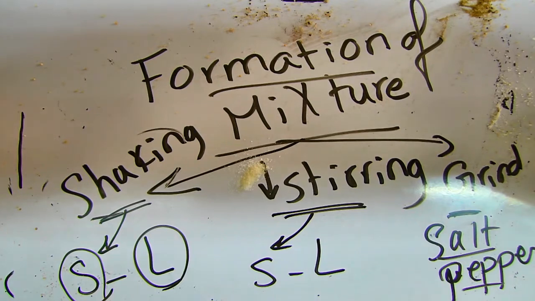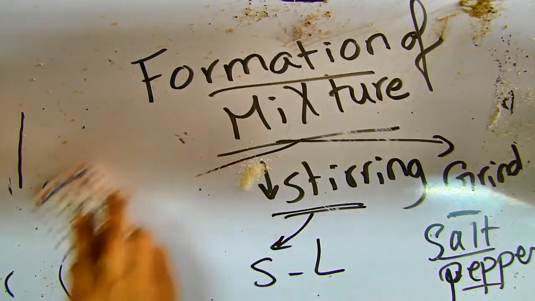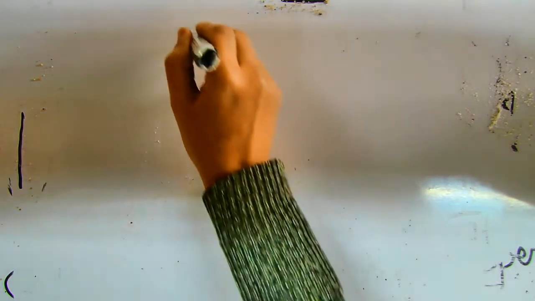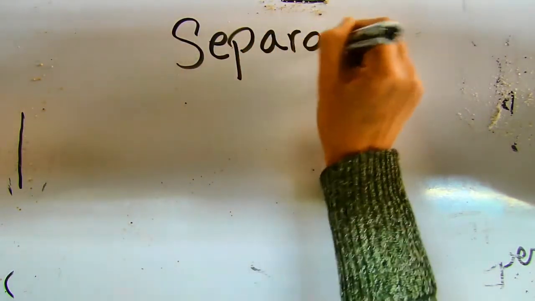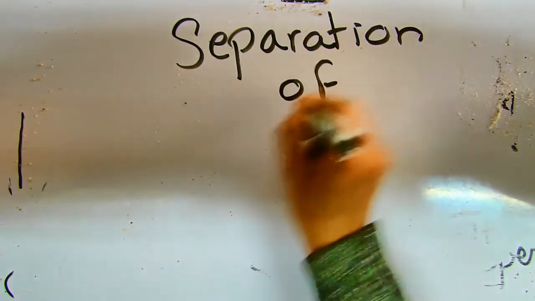Now, after we form the mixture, we want to separate the mixture. This is a different type of property. After forming the mixture, how do we separate it? As we said before, the mixture does not react together. Prove it. It's easy to separate the mixture after you mix it together. The ways for separation of mixtures.